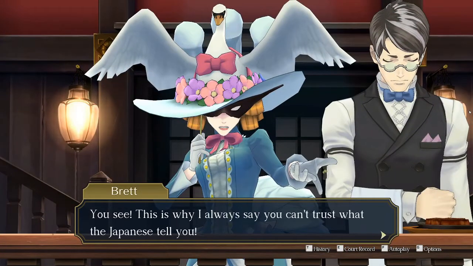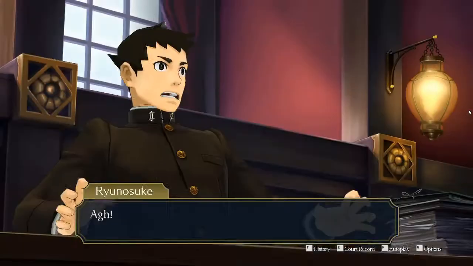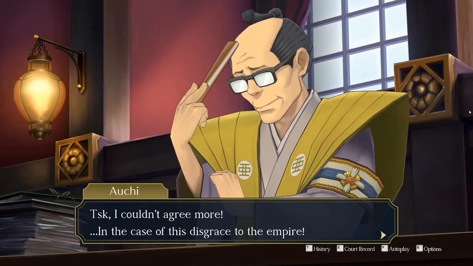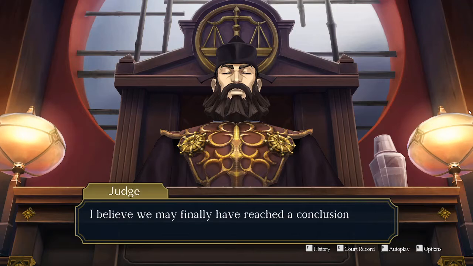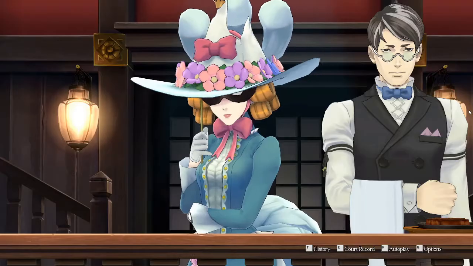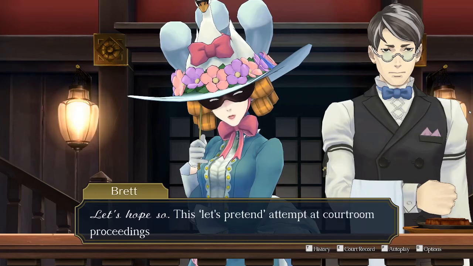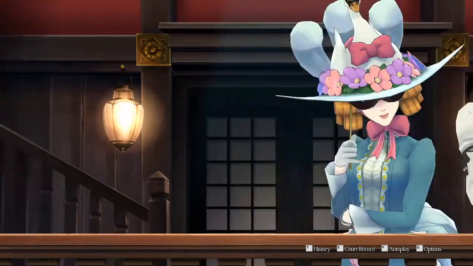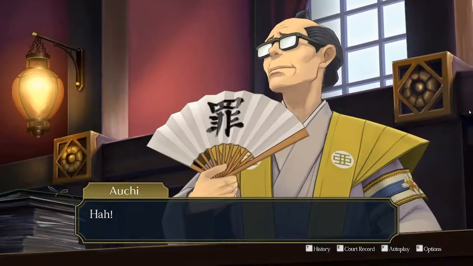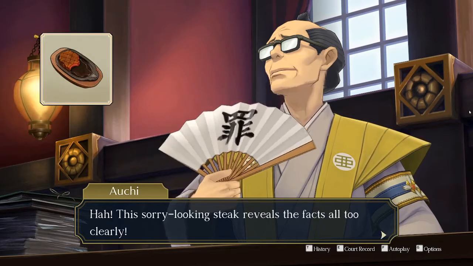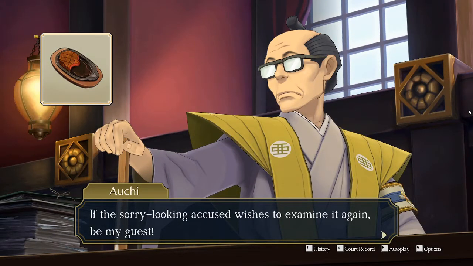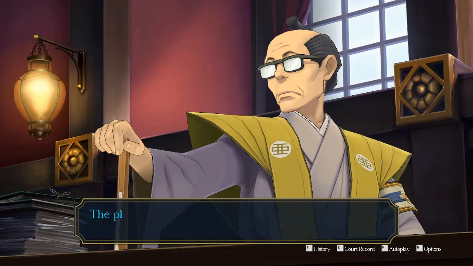You see, this is why I always say you can't trust what the Japanese tell you. I couldn't agree more, in the case of this disgrace to the Empire. I believe we may finally have reached a conclusion in this trial. Let's hope so. This let's-pretend attempt at courtroom proceedings is painful to watch. But I do promise to do my best to forget all about it when it's over. Ha! The sorry-looking steak reveals the facts all too clearly. If the sorry-looking accused wishes to examine it again, be my guest.